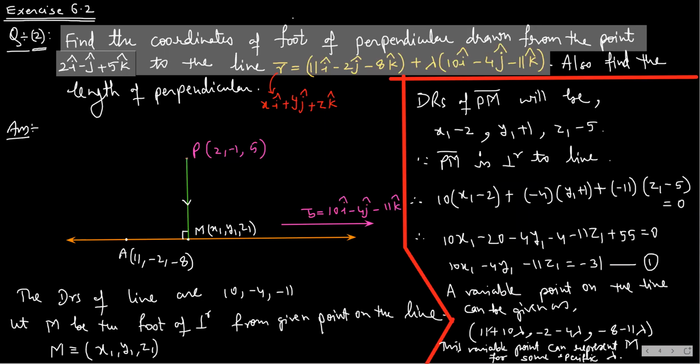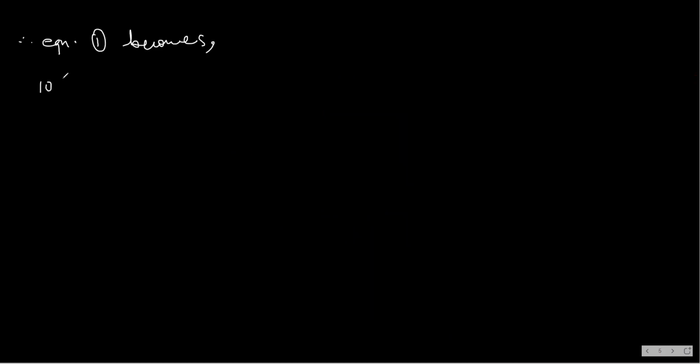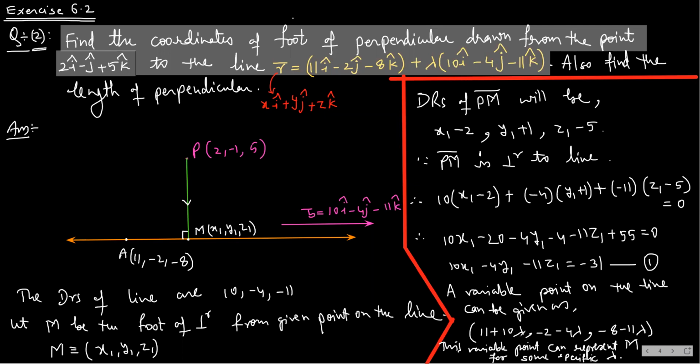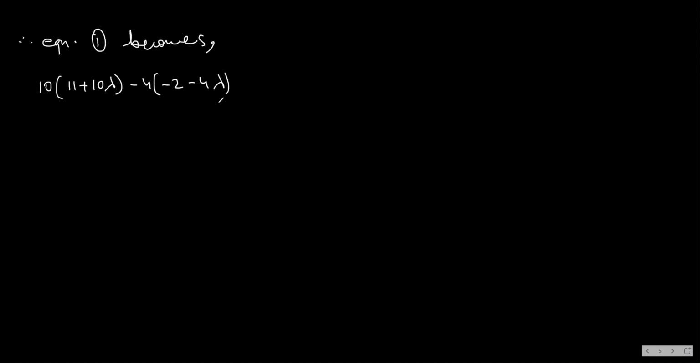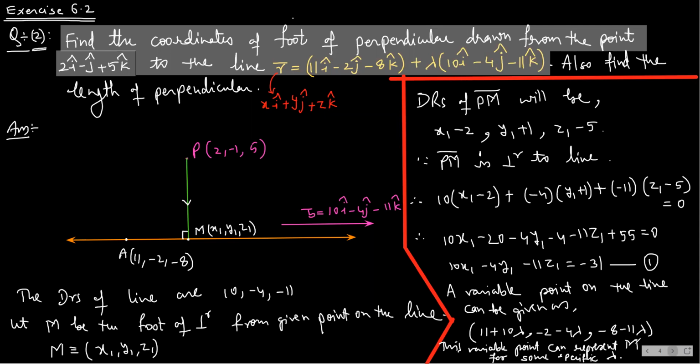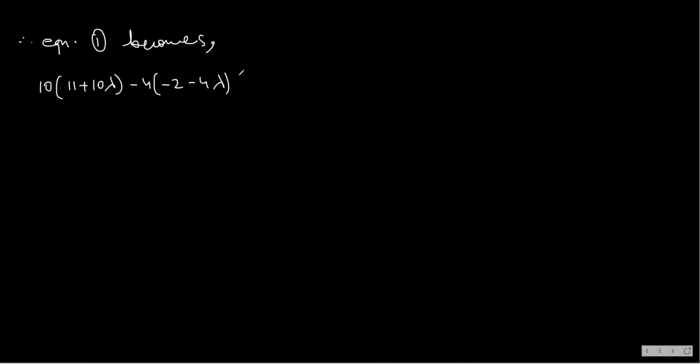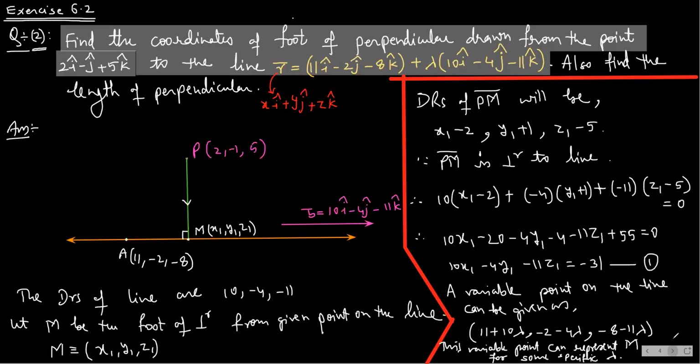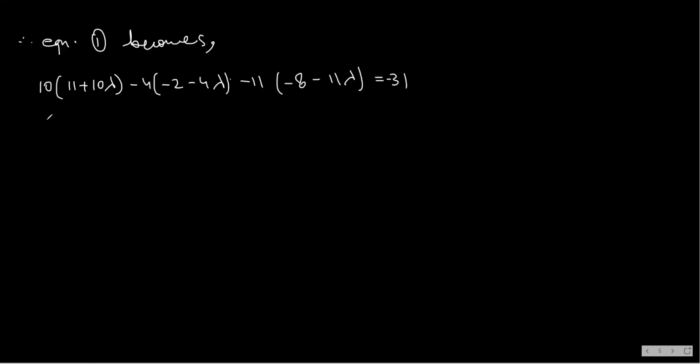10 x1, so 10 into (11 plus 10 lambda), minus 4 into (minus 2 minus 4 lambda), then minus 11 into (minus 8 minus 11 lambda) equals minus 31. I calculate this. So this gives me 110 plus 100 lambda plus 8 plus 16 lambda plus 88 plus 121 lambda is minus 31.